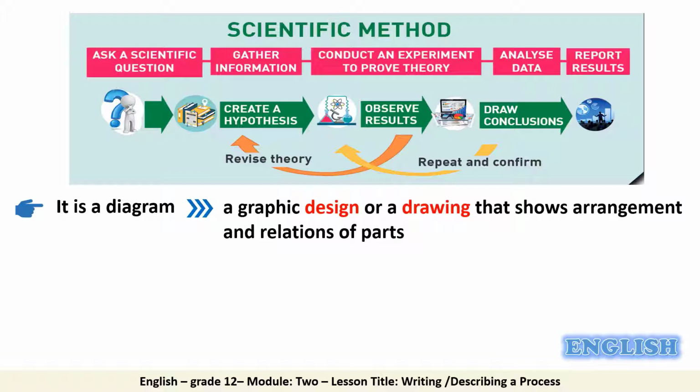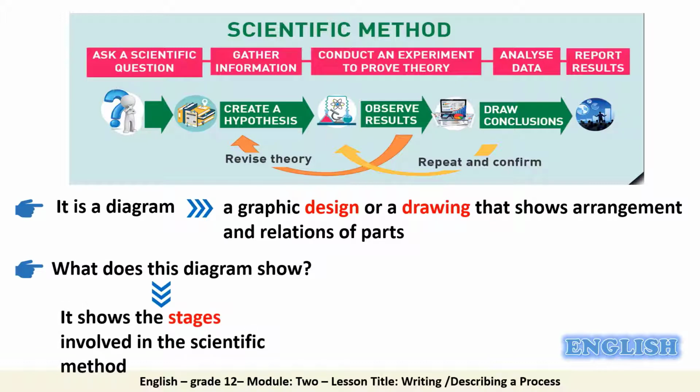Good. Now, can you tell me what this diagram shows? Excellent. It shows the stages involved in a scientific method. Can you tell me what scientific method means? Well, it means the process of testing theories using experiments in a systematic way.